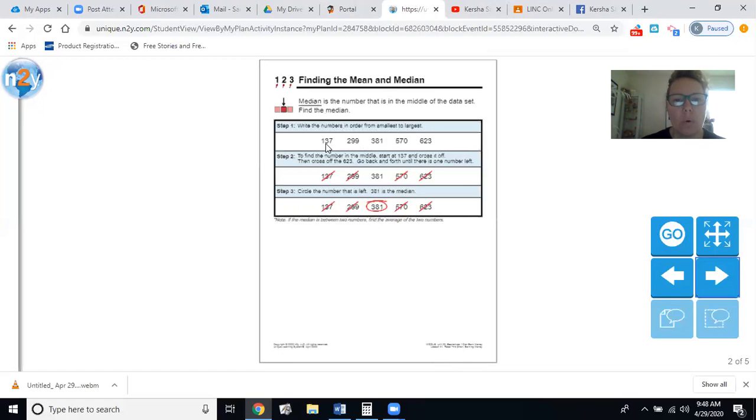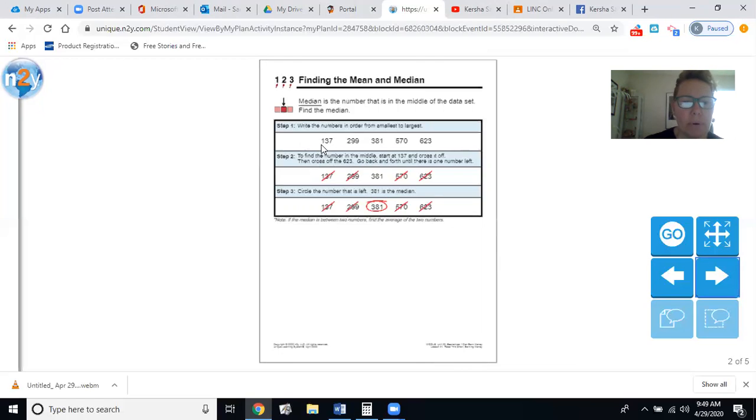So first, what we have to do is write the numbers in order from smallest to largest. Okay, so 137, these are still the check amounts deposited from the previous page. So 137 is the least. Now the second biggest number is 299. And then after that, 381. And then 570. And then 623.